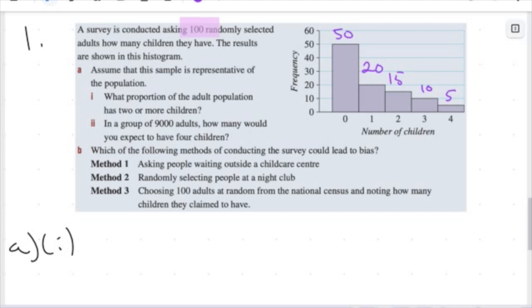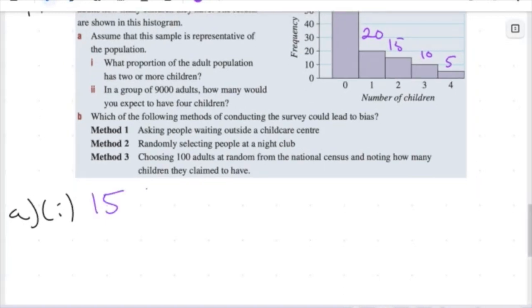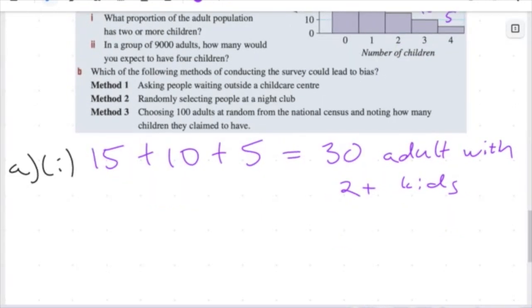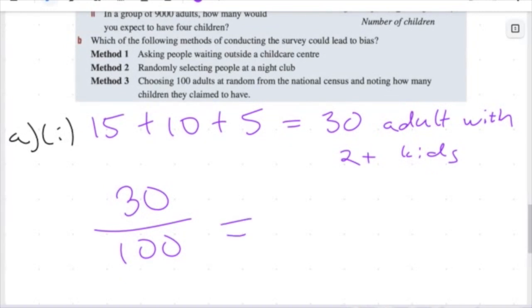Now, we want to find what proportion of the adult population has 2 or more children. Once again, we are looking here. So we're going to add 15 and 10 and 5. So that gives me that I have 30 adults with 2+ kids. So the portion of the whole population that has 2 or more children is going to be 30 out of the 100 up here that were surveyed. So that portion is going to be 3/10. Okay.